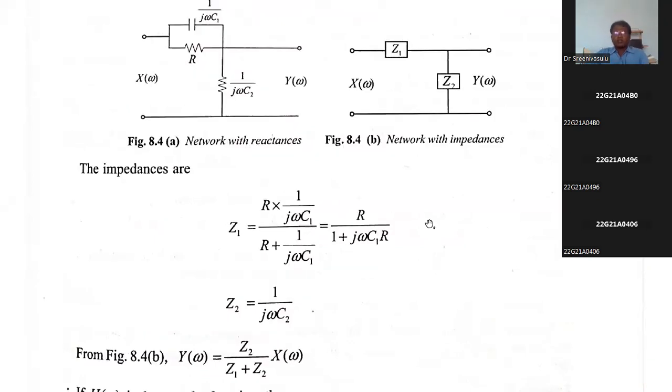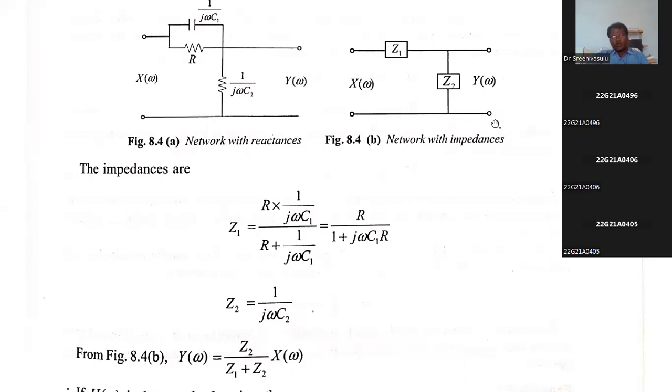After obtaining this, I of omega. You can treat X as the input voltage and Y as the output voltage. For the input voltage, KVL says that the applied voltage is equal to the sum of voltage drops. The current flowing here is I of omega, and these two are in series. So the applied voltage X of omega is equal to I of omega into Z1 plus Z2. So I of omega is equal to X of omega by Z1 plus Z2.